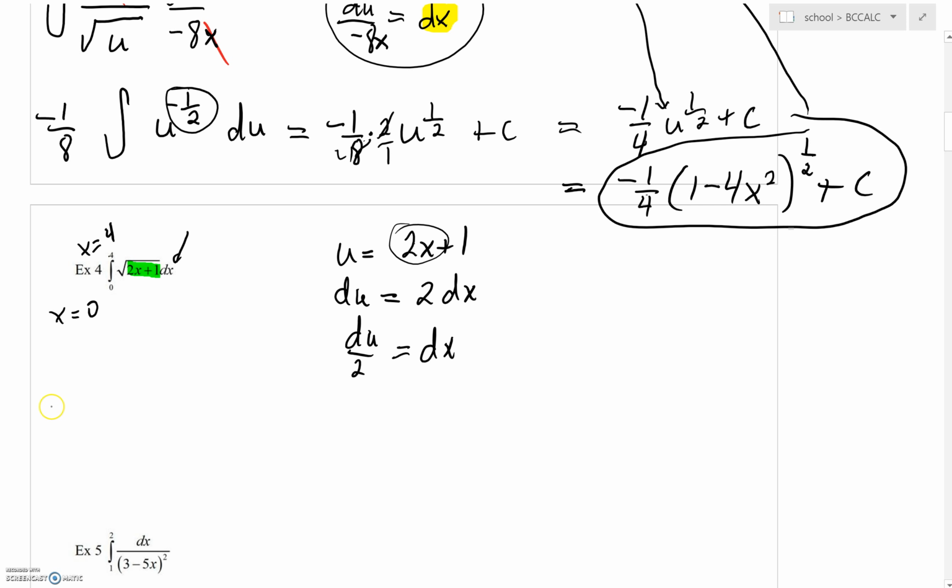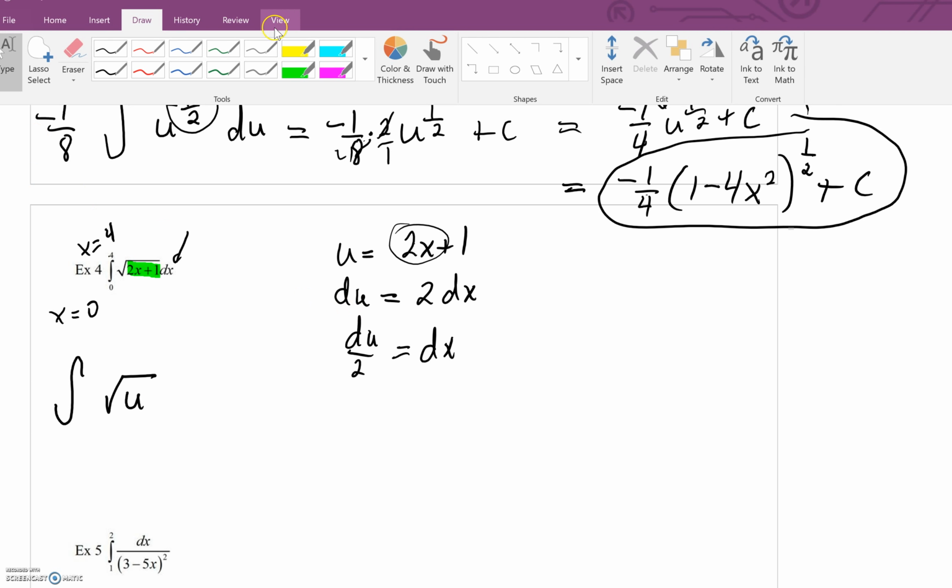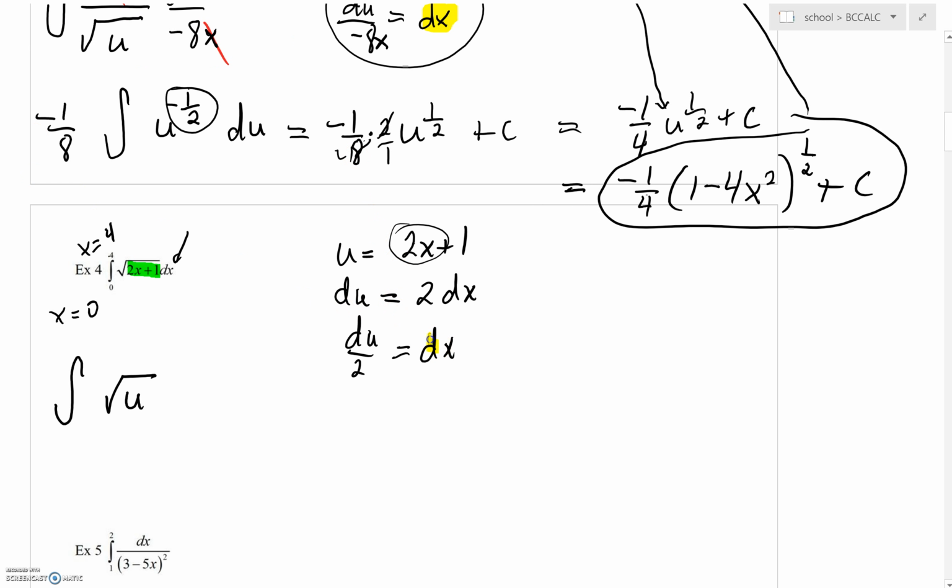So look, I'm going to change this integral. I'm going to change it up. I'm going to say, look, inside this radical, I've got radical u now. My dx, usually I've been having this little color scheme here. dx, another name for that is du over 2. All right, we can see that taking place.